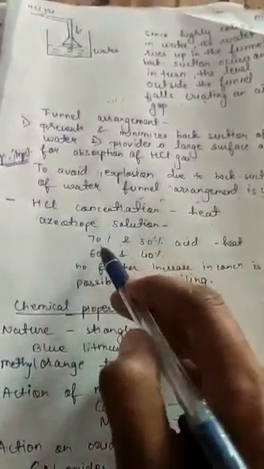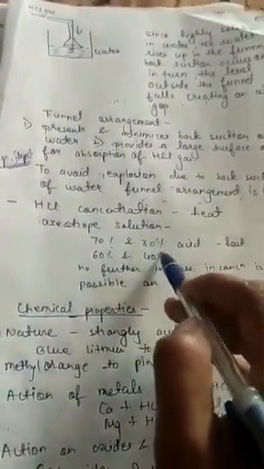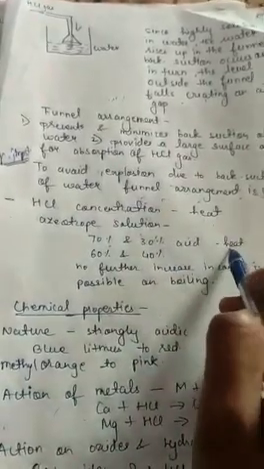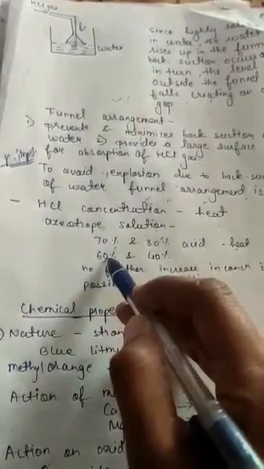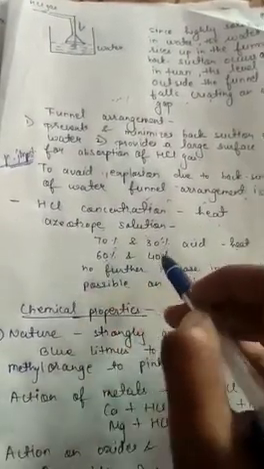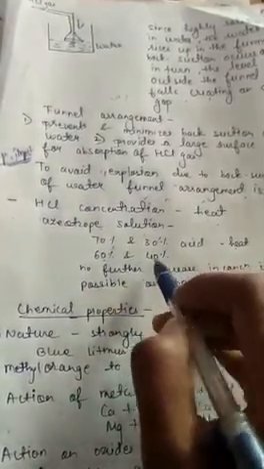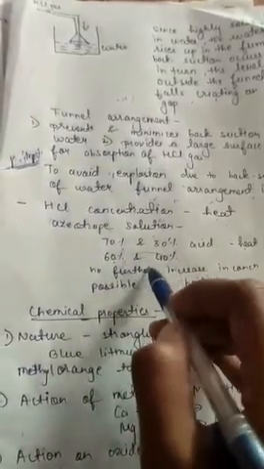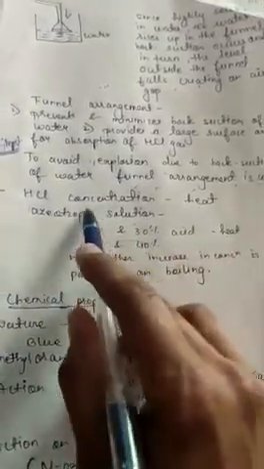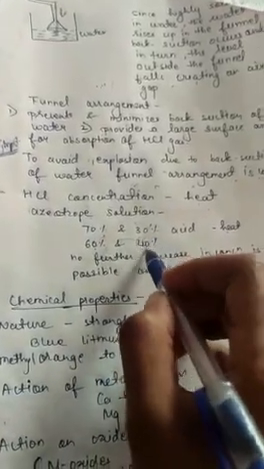For example, when HCl was first formed, it had 70% water and 30% acid. When you heat it, the water evaporated and it gave 60% water and 40% acid. When you further heat this, due to this azeotrope solution, it will not reduce or increase the concentration.